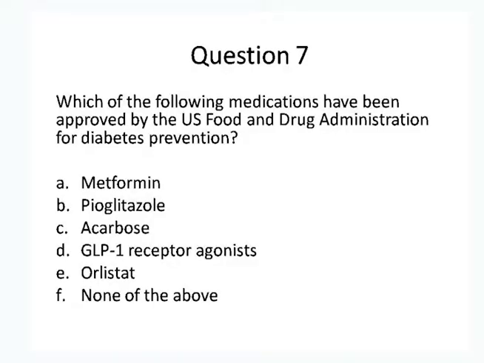Which of the following medications have been approved by the U.S. Food and Drug Administration for diabetes prevention? I have metformin, the same list as before. Pioglitazone, acarbose, GLP-1 receptor agonist, orlistat, none of the above.